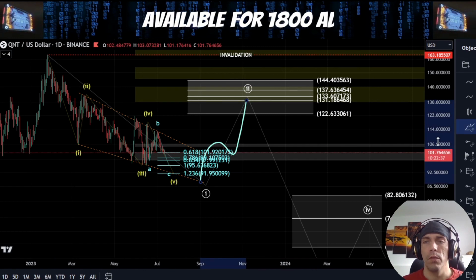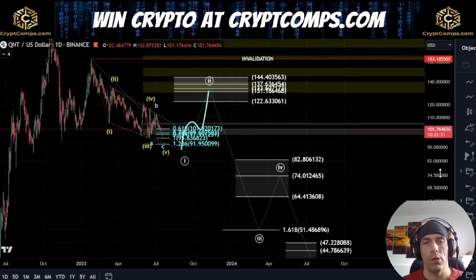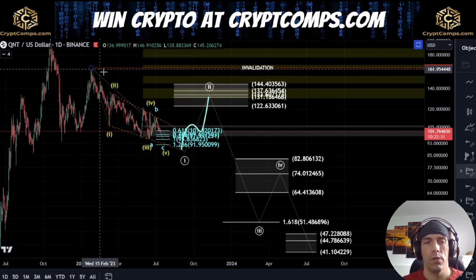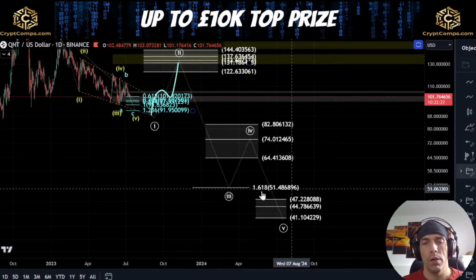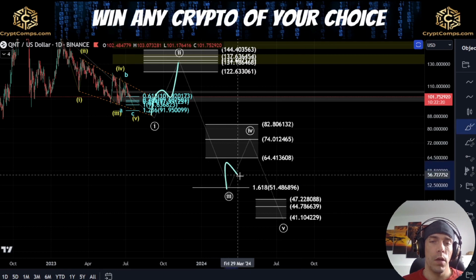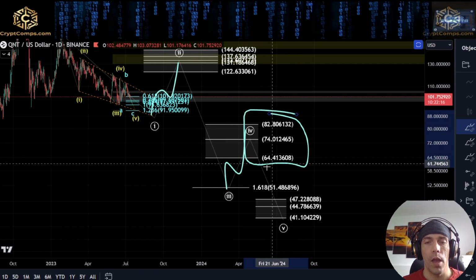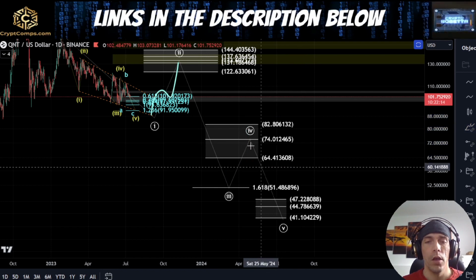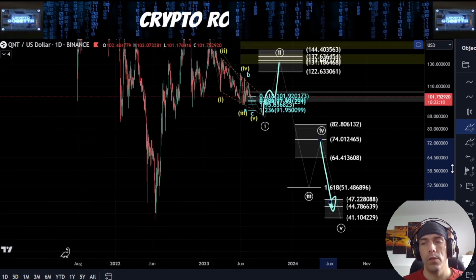Failure to break back above this 163.18 means that we do have this potential that we could see this actually develop as 1, 2, 1, 2 here. And then we'd be looking for this deeper 3rd wave towards 51.48. If we do move down into this zone, 3 waves to the upside, rejecting in this zone here of this 82.80 to this 64.41 could align with the idea of actually having this additional 5th wave to the downside here.